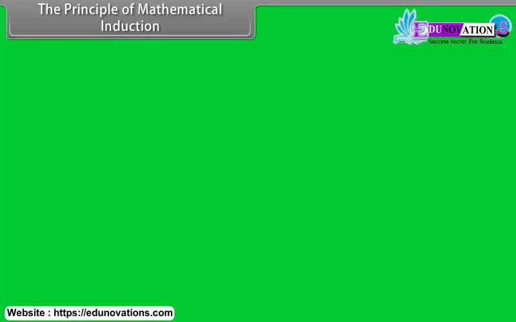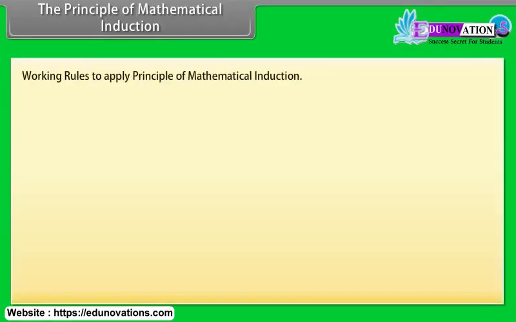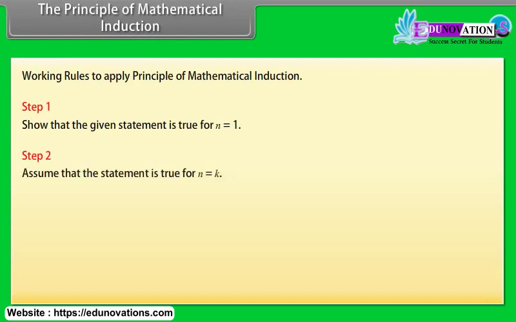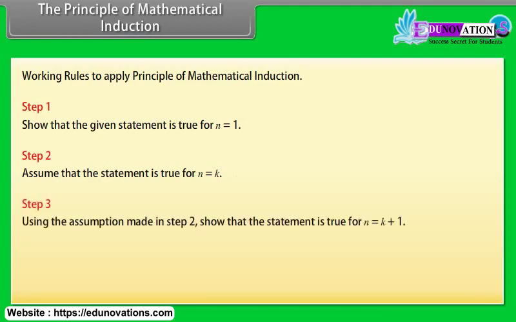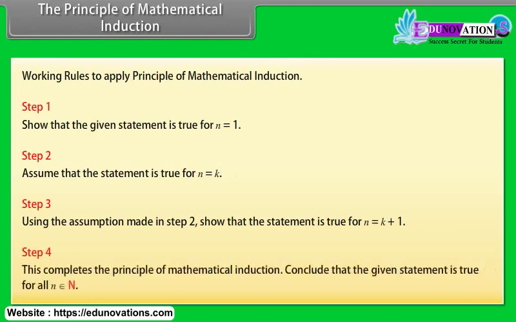The principle of mathematical induction. Working rules to apply principle of mathematical induction. Step 1. Show that the given statement is true for n is equal to 1. Step 2. Assume that the statement is true for n is equal to k. Step 3. Using the assumption made in step 2, show that the statement is true for n is equal to k plus 1. Step 4. This completes the principle of mathematical induction. Conclude that the given statement is true for all n belongs to capital N.